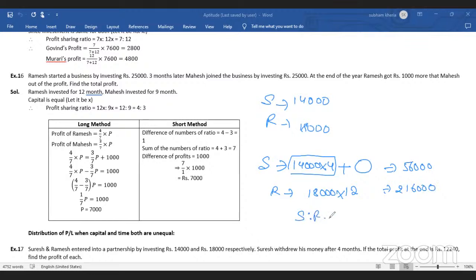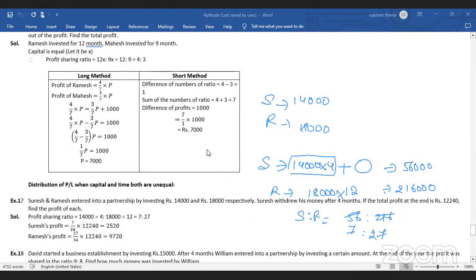So ratio between Suresh and Ramesh is 56 is to 216. Cancel you can, 8 से करो, 8 sevens are 56 and 8 27s are 216, I guess. So 7 is to 27 is the ratio. Yeah, see, we got 7 is to 27 as the ratio. Yes or no? Is it clear till here? Jaldi batao. Suresh is to Ramesh. That means Suresh will get 7 parts. Ramesh will get 27 parts.